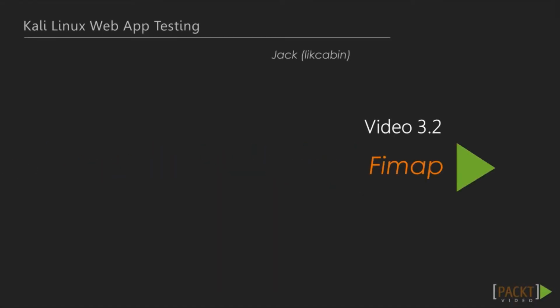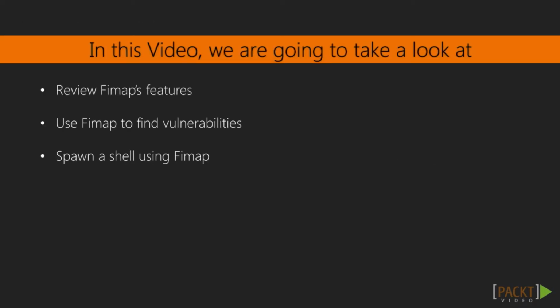So in the previous video, we learnt a little bit about remote file inclusion and local file inclusion. We're still in this section of no file is safe. In this video, we're going to be looking at FIMAP, which is 3.2. The main parts of this video are that we're going to be reviewing FIMAP's features. We're going to be using FIMAP to find vulnerabilities within our average shop script. I'm also going to spawn a shell using FIMAP.